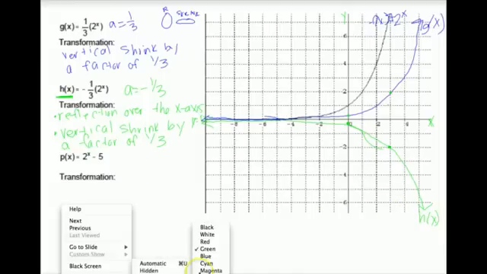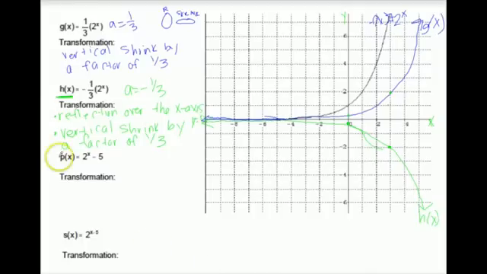All right, the next one we're going to take a look at is p of x. Now we're going to skip over some of them. But p of x, we have 2 to the power of x minus 5. The thing that changes here is that k value. We have a k value of negative 5, and since our k is negative, we're moving our original function of h of x with a vertical shift down 5 units.